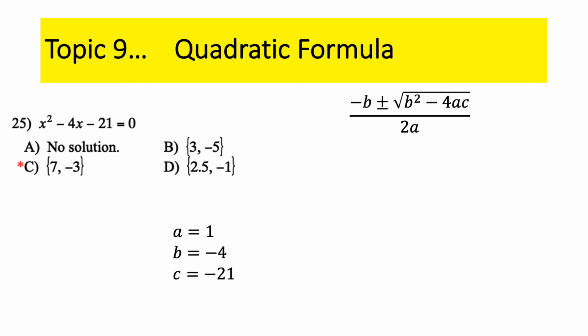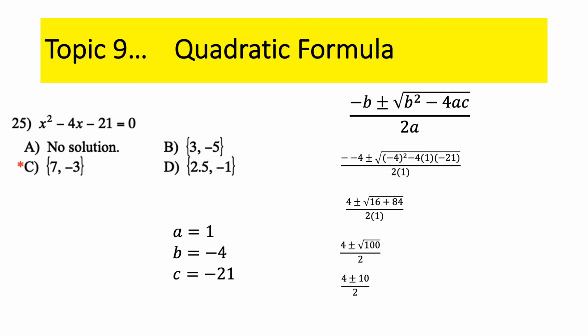The difficulty comes in just not making an error. This is a pretty long formula, so plug in the numbers. Notice I made it kind of small to fit it all in there. There's a lot of negatives going around, so good luck, Landon. Just be very, very careful. Negative 4 is a positive 4. Negative 4 quantity squared is 16. Negative 4 times 1 times negative 21 is 84. 2 times 1 is 2. All right, 16 and 84 is 100. Square root of 100 is 10.